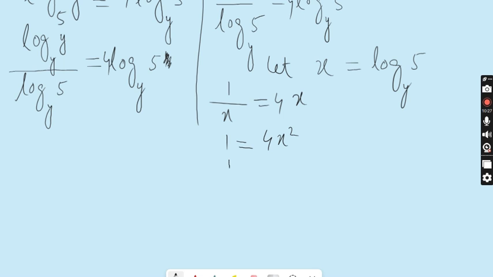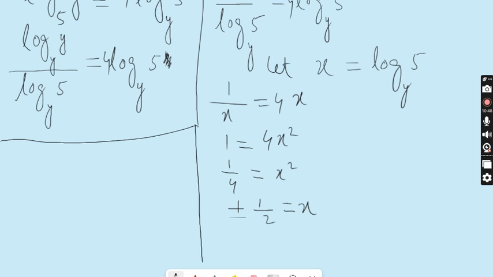So 1 upon 4 is equal to x square. Taking square root of 1 upon 4, you will get plus minus 1 upon 2 is equal to x. So we have two values of x. One is positive 1 upon 2 and one is negative 1 upon 2. So take both the values one by one.